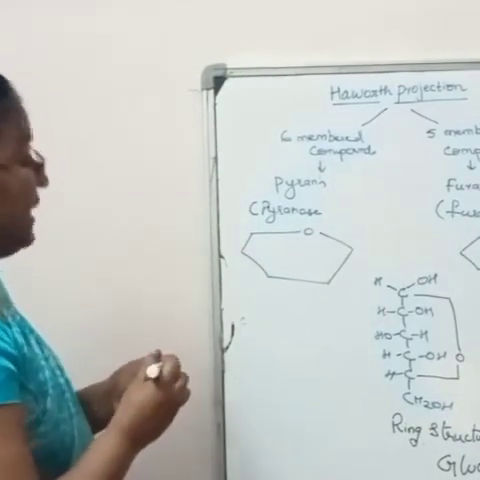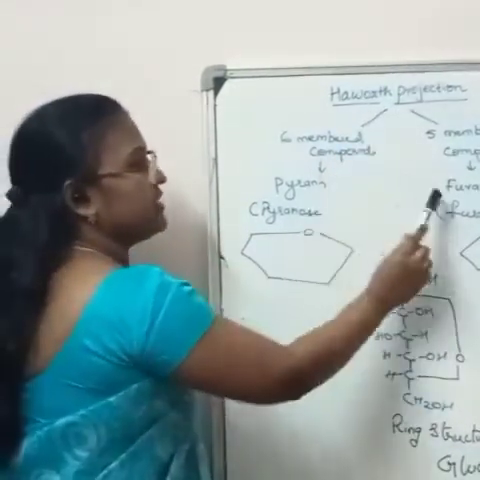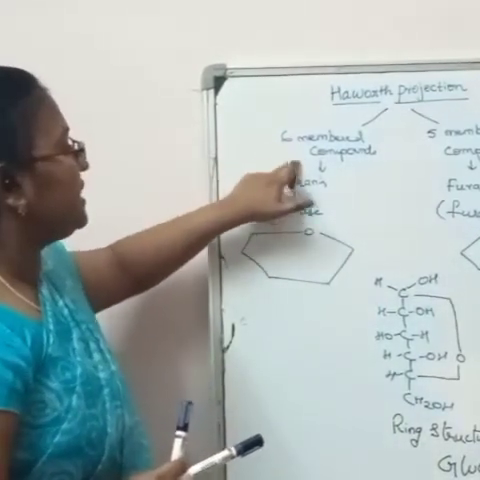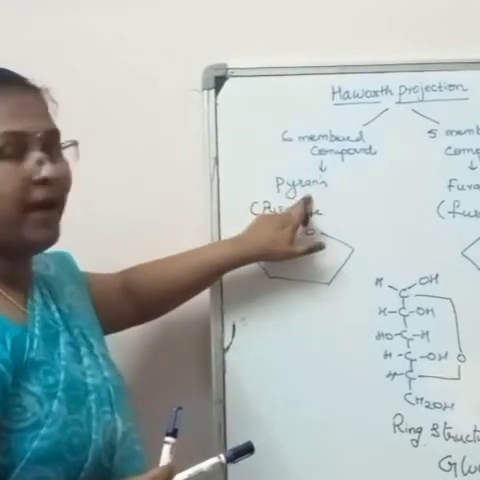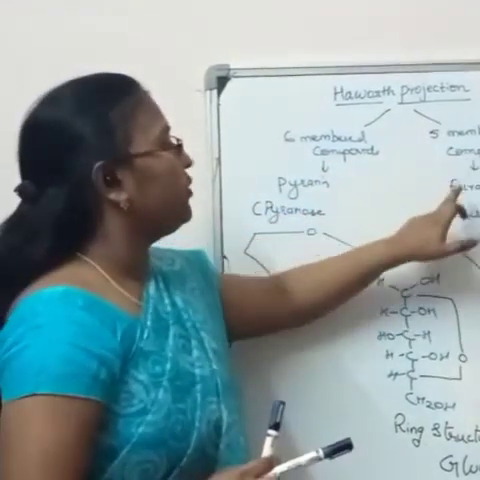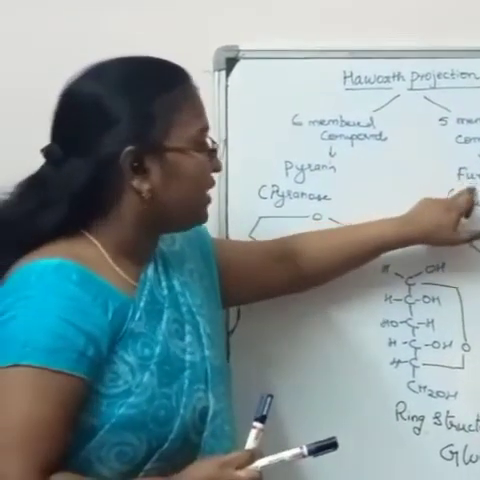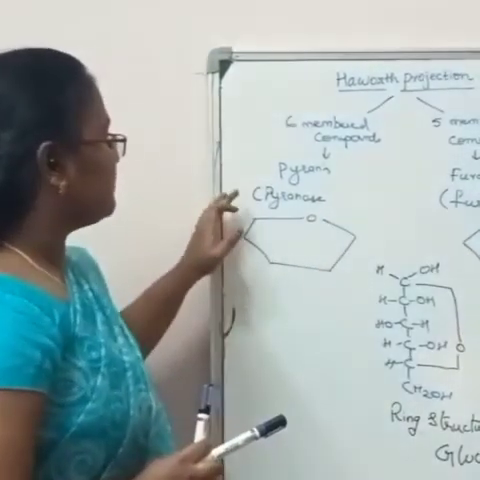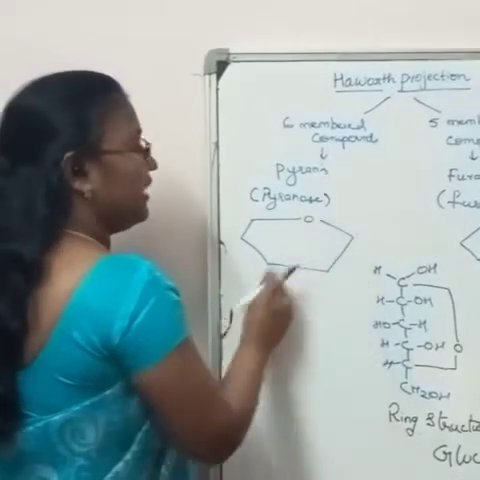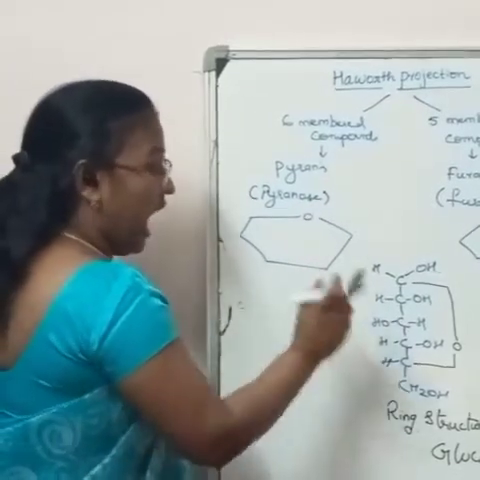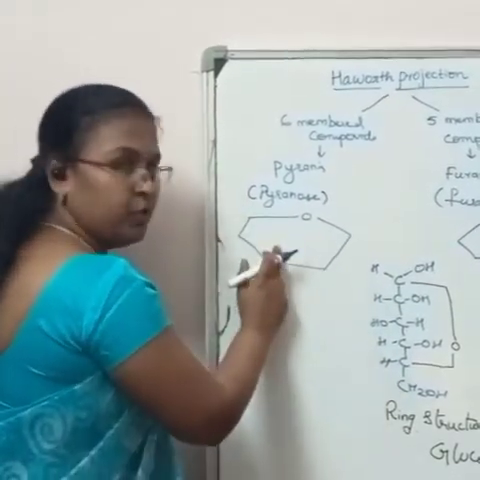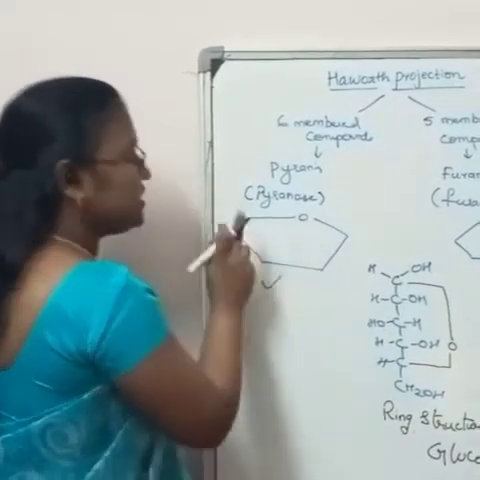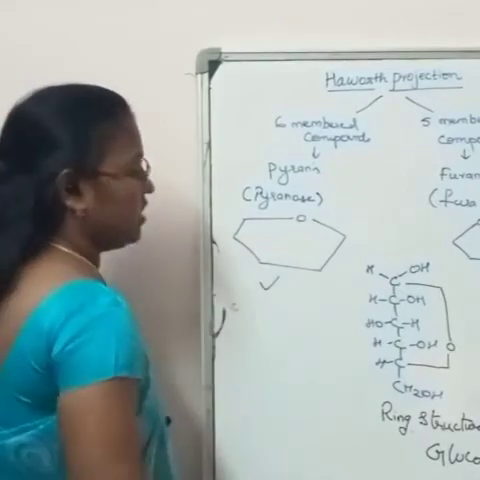So in Haworth projections, two kinds of presentations will be there depending upon the number of carbons. Six-membered carbon compounds will give us a pyran structure. Five-membered compounds will give us a furan structure, which we call furanose and which appears like this, and this is pyranose, which appears like this. Now let us see how the glucose structure will be put in the form of pyranose. As it is a six-membered carbon, it will give us this structure.